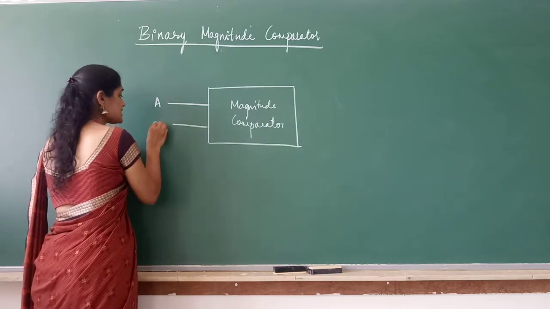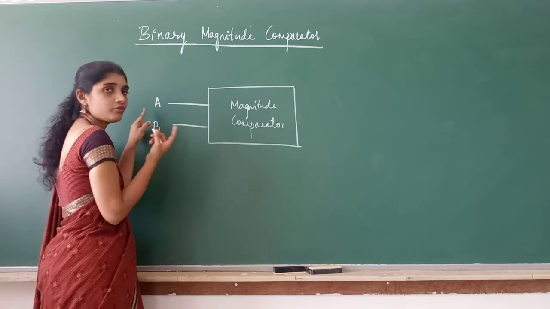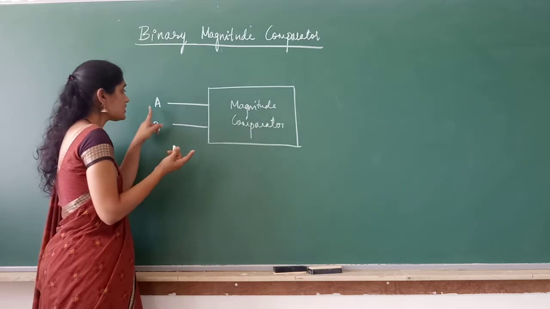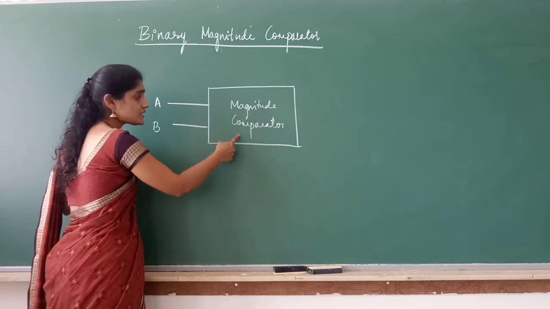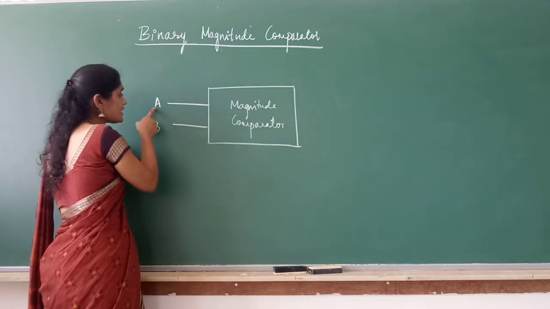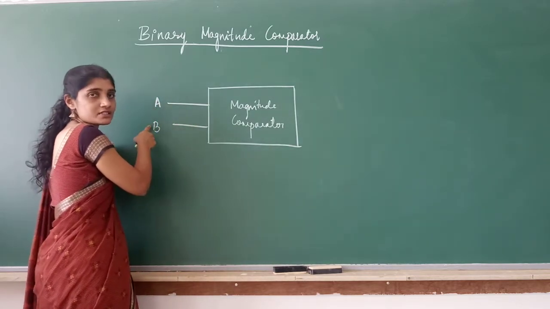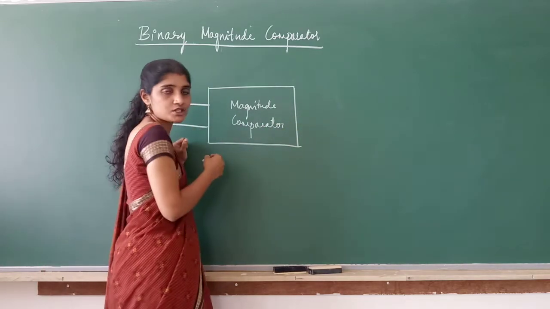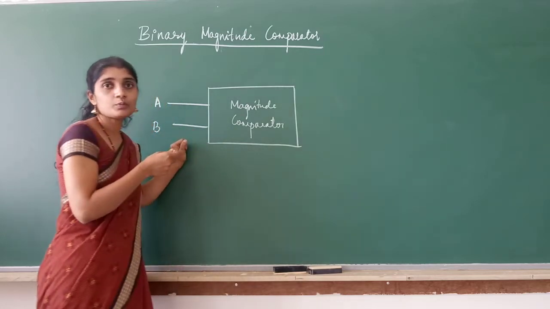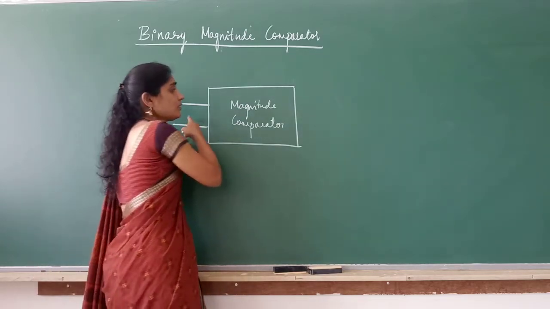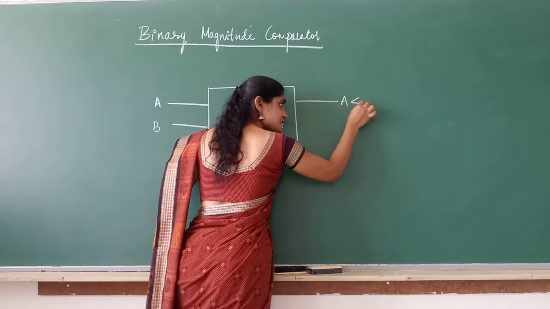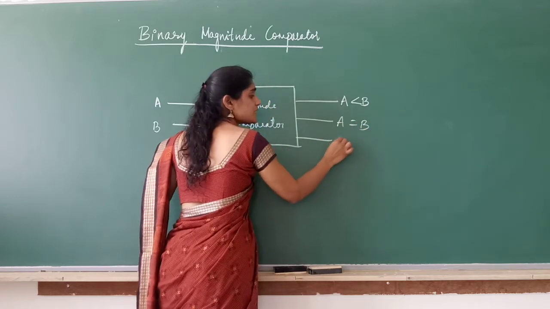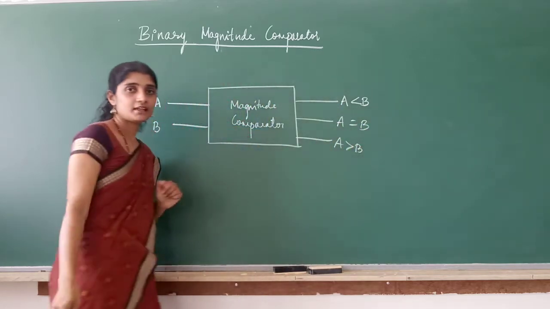Let me take the numbers as A and B. A can be 1 bit, 2 bit, 3 bit, and B can be 1 bit, 2 bit, 3 bit, 4 bit. But we have two numbers. The circuit compares the magnitude of A and B and gives us the information. So what are the possible outputs for a comparator? Either A is less than B, or A is equal to B, or A can be greater than B. Is it not?